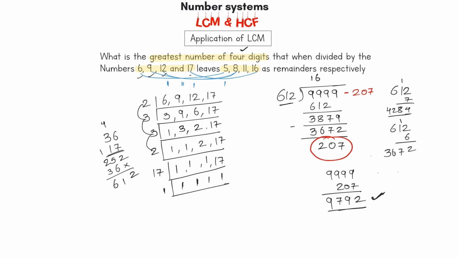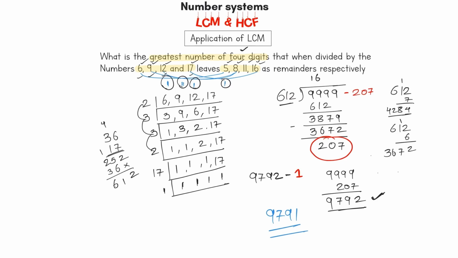But I want it to leave a remainder of 5 when divided by this. When divided by 9, leave a remainder of 8. Okay, and so on. Divided by 12, 11, and divided by 17, 16. So I'll see the difference, which is 1. Whatever is the difference, subtract this. So 9792 minus their difference, which is 1.